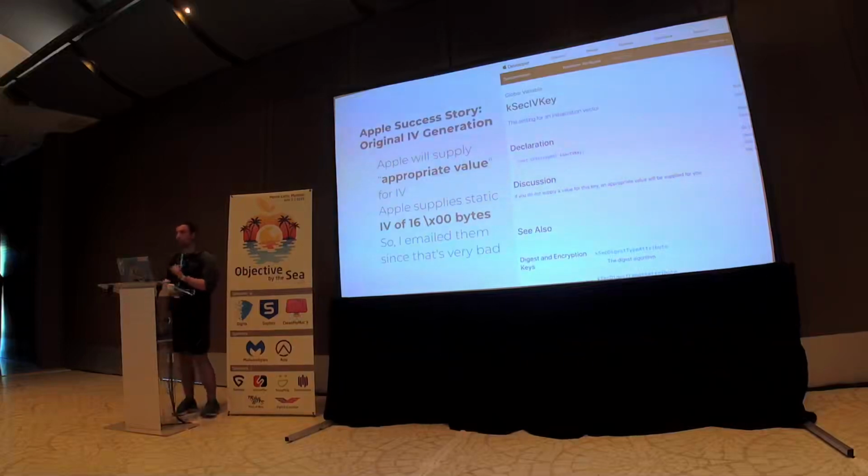As I was doing the encrypted key exchange, I was doing a lot of stuff with AES encryption. If you don't know a lot about encryption, a big thing that comes into this is your IV, which should be a random value. So I went to Apple's documentation, and as part of this, there's a set IV key. Okay, awesome, I need this. Their description says, if you don't supply a value, an appropriate one will be supplied for you. Sweet, I don't have to generate a random number.